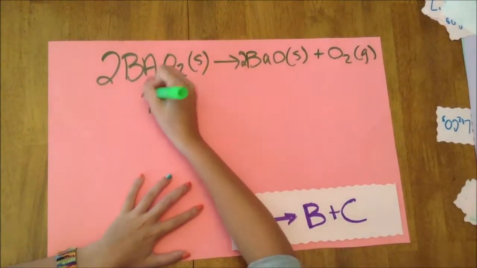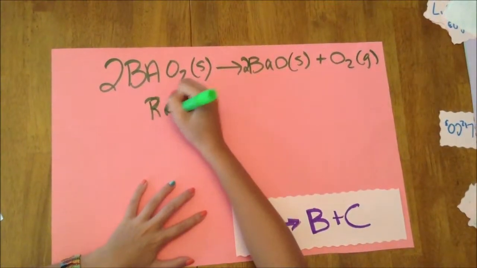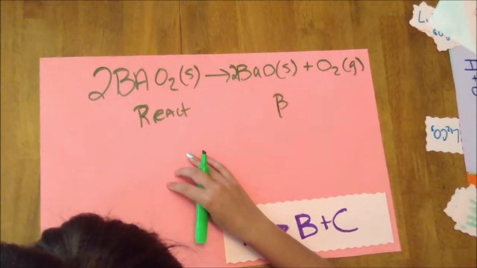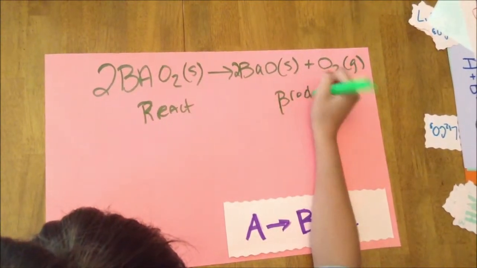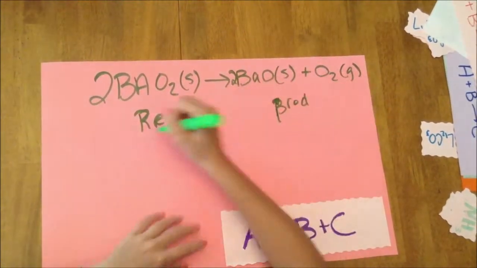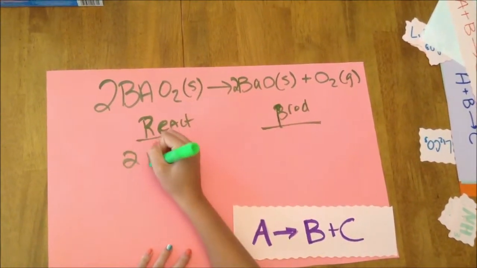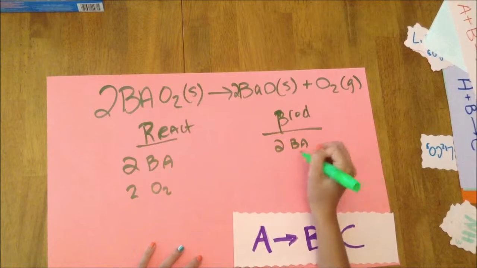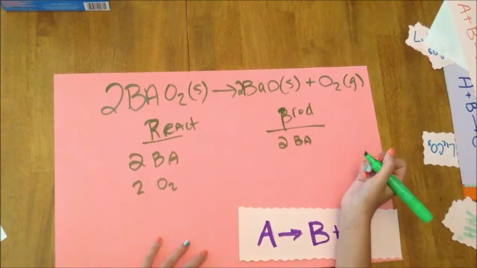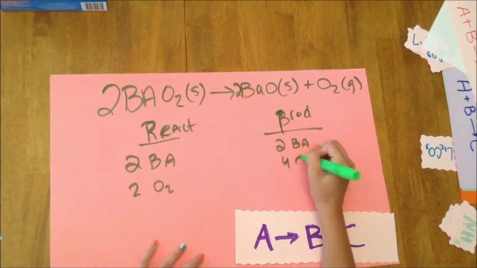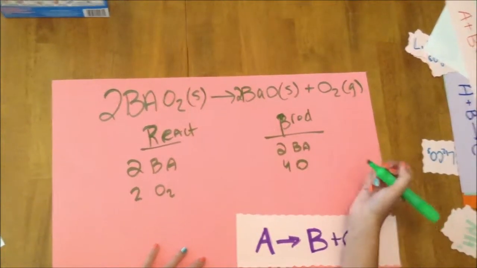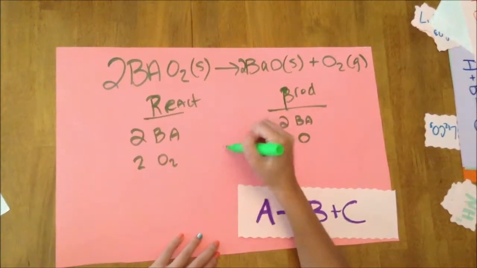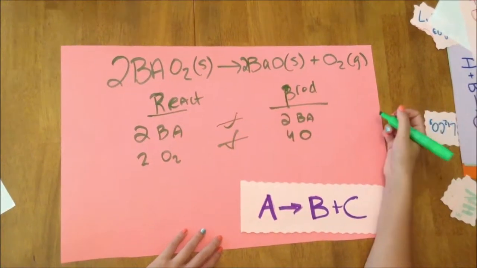We write down the reactants and products. You can see that we have 2 Ba and 4 O, and 2 Ba and 4 O. There's 4 on the reactants and 4 on the products, so they're all balanced correctly. And that's how it goes.